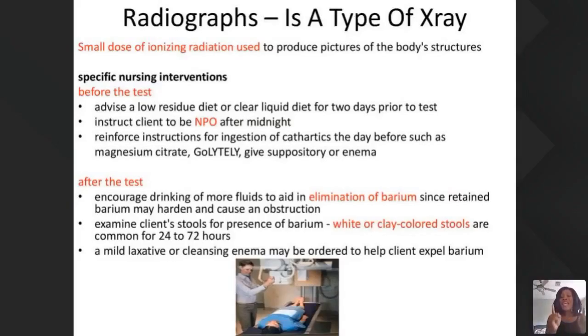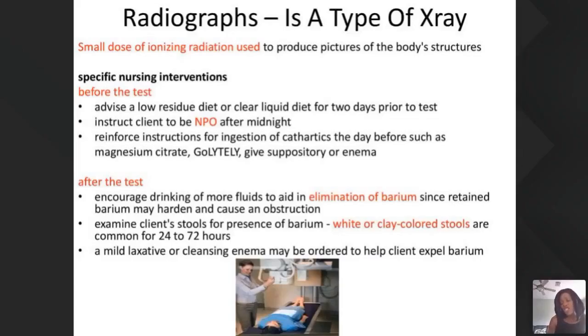Radiographs. Radiographs are a type of x-ray. So with radiographs, we use small doses of ionizing radiation. So hence the problem, okay, radiation. Same analogy as before, a radiograph is another type of x-ray. Radiation is used, a small amount, but you're still using radiation, okay? So before the test, make them NPO. We don't ever want to risk aspiration.